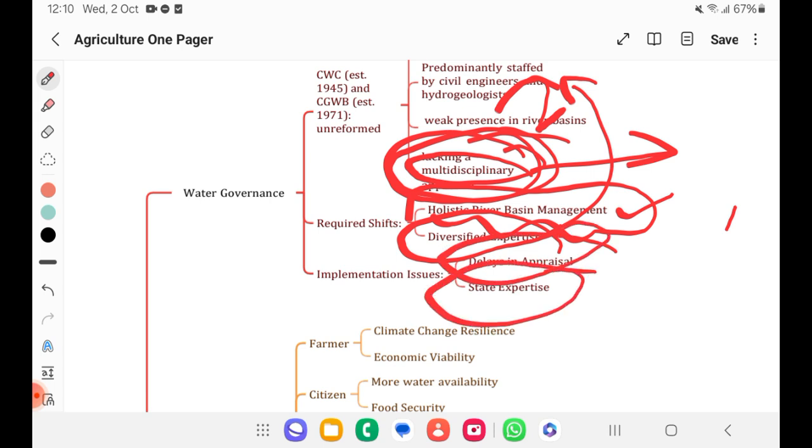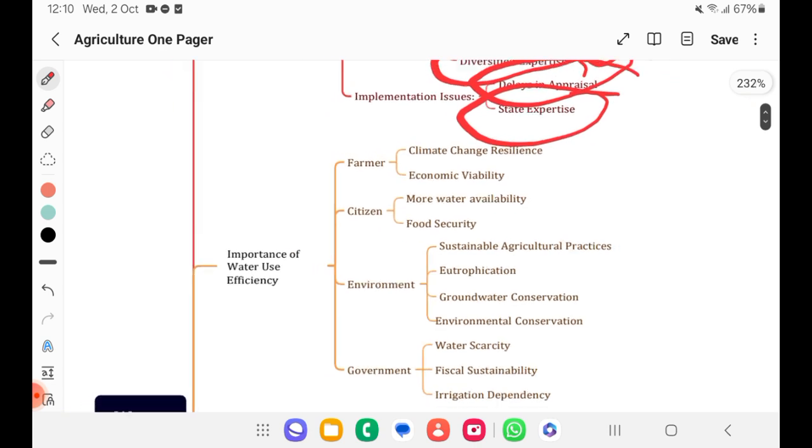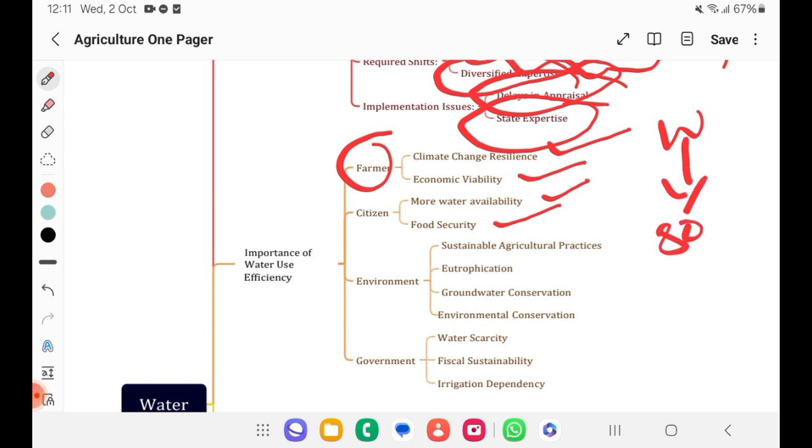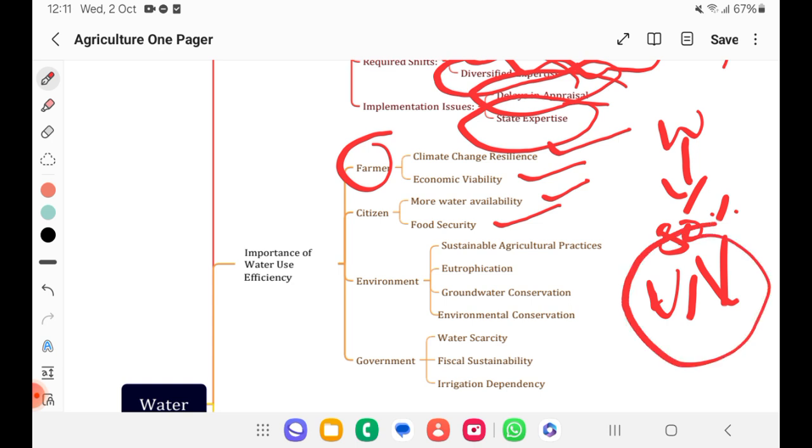Next, the importance of water use efficiency. Why is it important? For farmers, there is climate change resilience and economic viability, and for citizens, more water availability. Food security will come. We already said 80% of jobs depend on water. Again the question is which report says it? The United Nations. Complete the full form of the report. It is for prosperity and peace, right? Then for the environment we have sustainable agriculture practices, eutrophication, groundwater conservation.